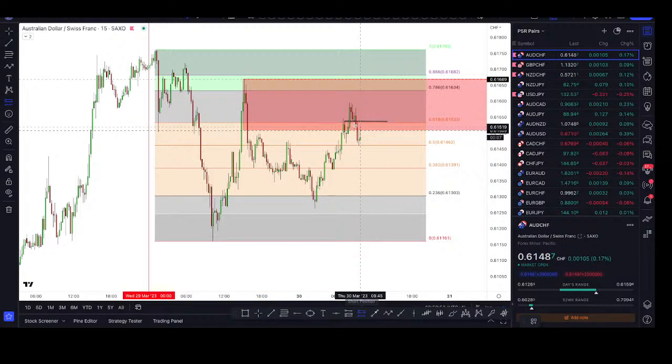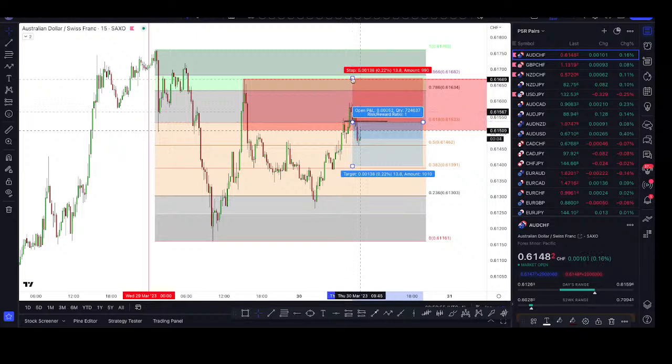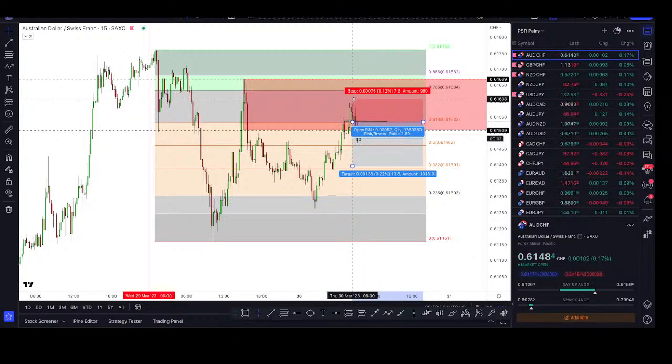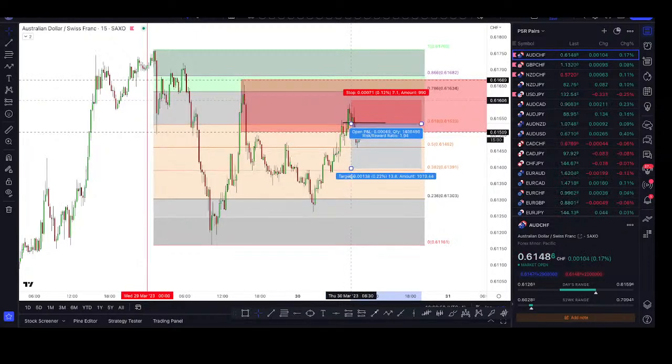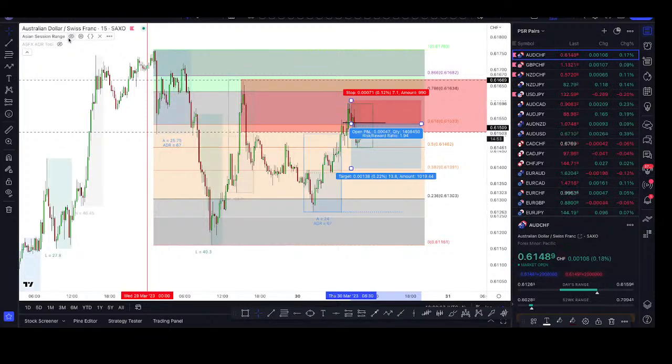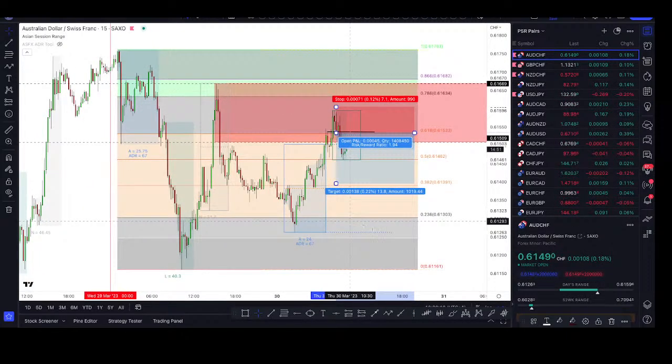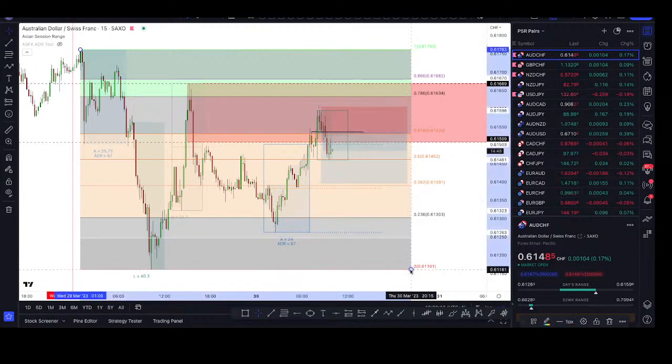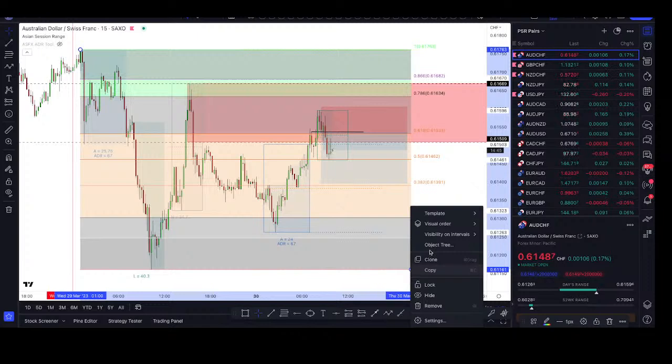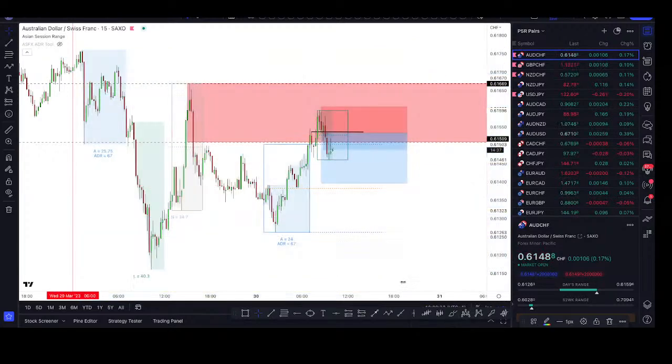So I gave this one out in the Zoom at first, but the only thing in the Zoom is that obviously we had errors at first. So let's just see what it does. And then your take profit, let's switch on this indicator. Here, Asian session range indicator. It's visibility on intervals, so let's just hide this for a sec. Cool. And there you go.